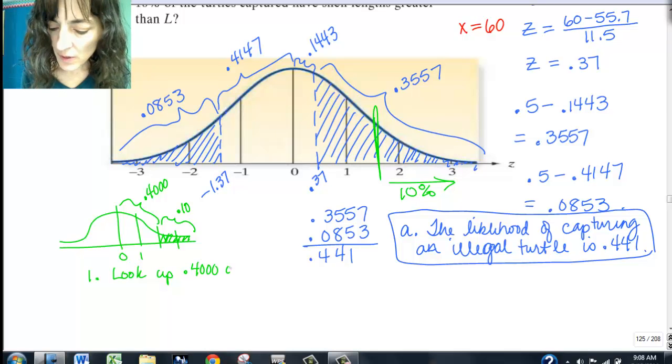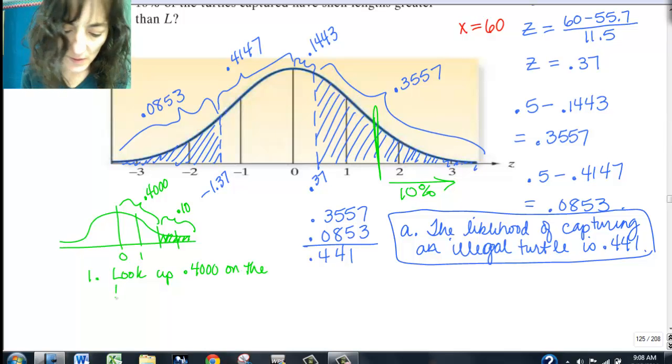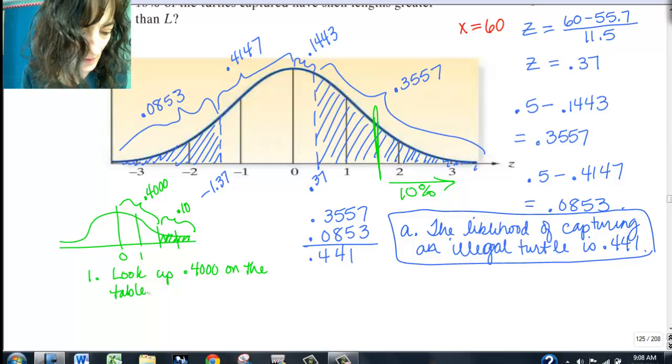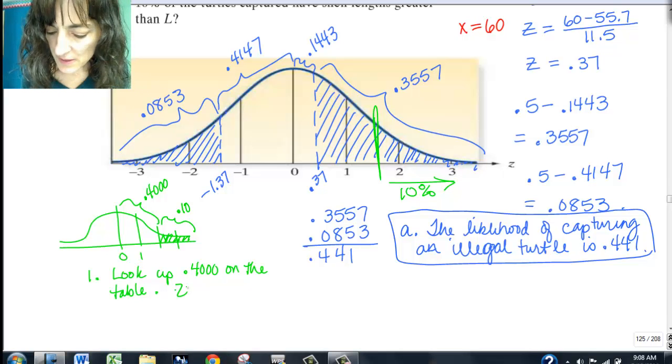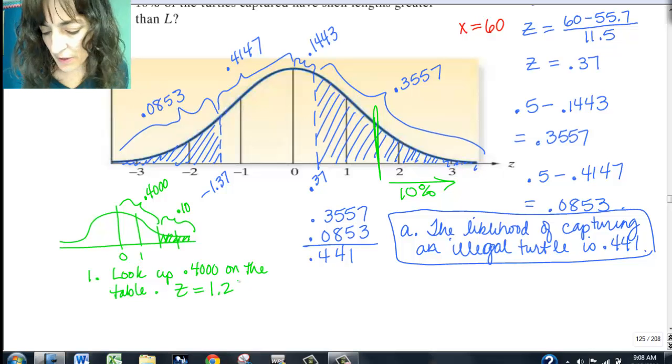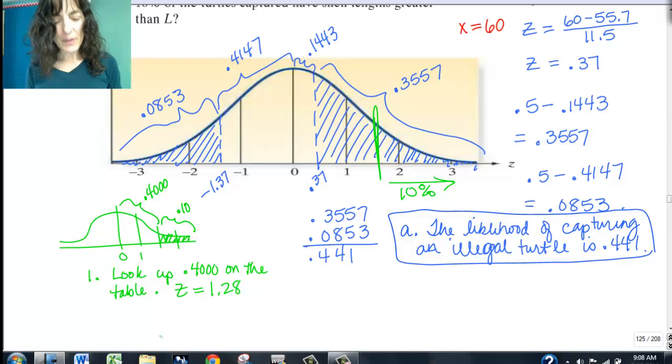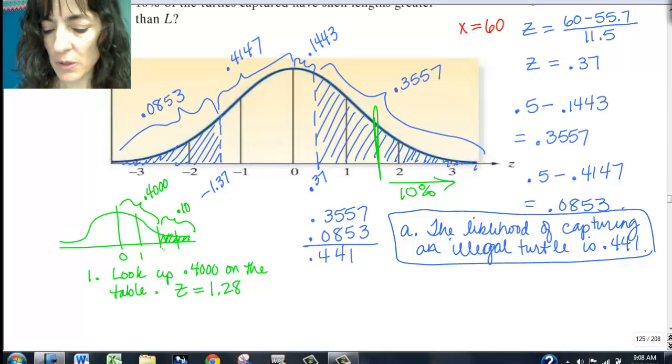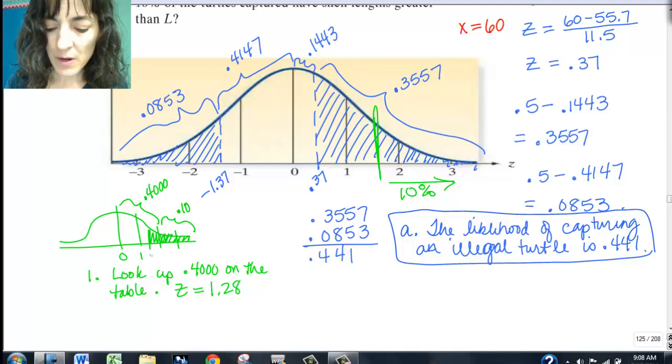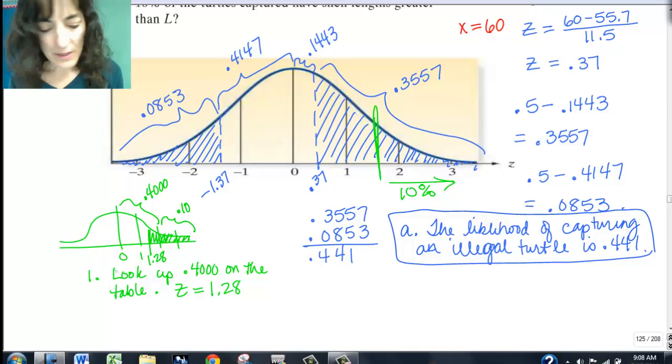Okay, so first thing we'll do is look up 0.4 on the table, and we get z equals 1.28. And that'll give about 10% above the 1.28 and about 90% below. So 1.28 is actually right about there. It's 1.28.